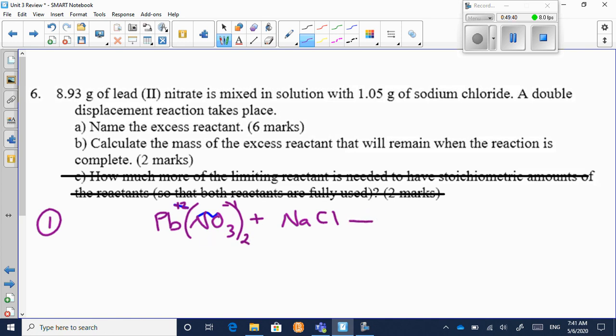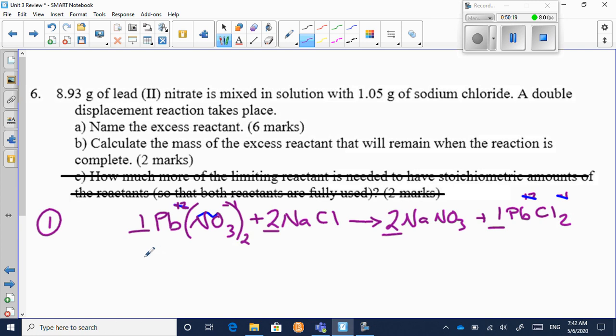Now it tells me a double displacement occurs, so that's cool. So right away, I know that Na and NO3 go together. They change partners, and lead and chlorine go together, but I know that that's +2 and -1, and so it's PbCl2. Okay, let's balance it. There's 2 NO3, so I'm going to need a 2 there, and then I'm going to need a 2 there. Like I say, most of these ones are fairly straightforward.